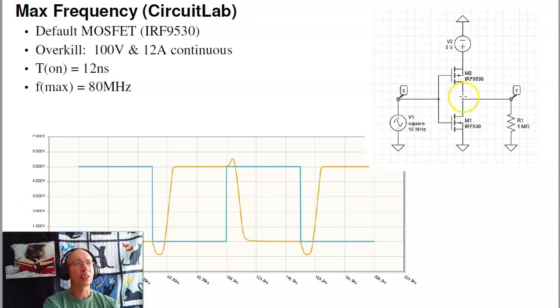This is a Circuit Lab simulation. The MOSFETs I found in Circuit Lab are complete overkill. These are capable of 12 amps and 100 volts. All I need is basically 5 microamps and 5 volts. If I chose a smaller MOSFET, it would actually have smaller capacitance and much quicker speed. But even at this, completely absurd overkill, it's still capable of 100 megahertz or 80 megahertz for the MOSFET.